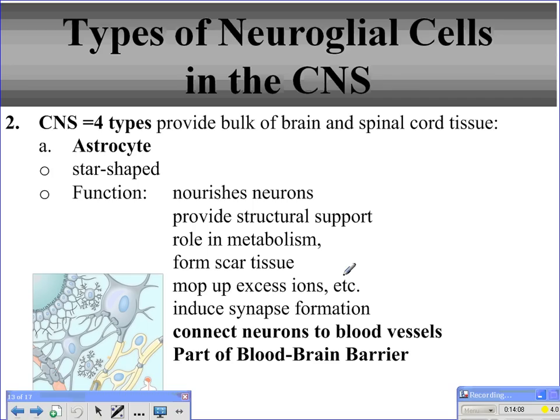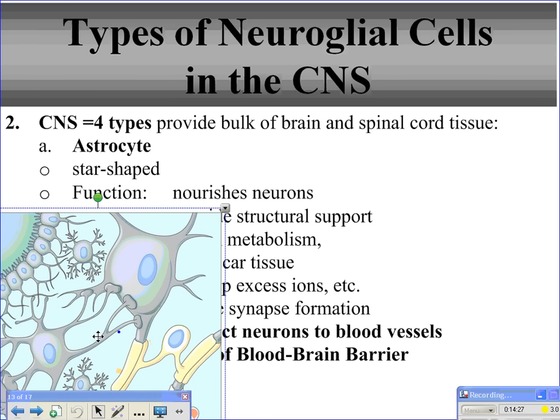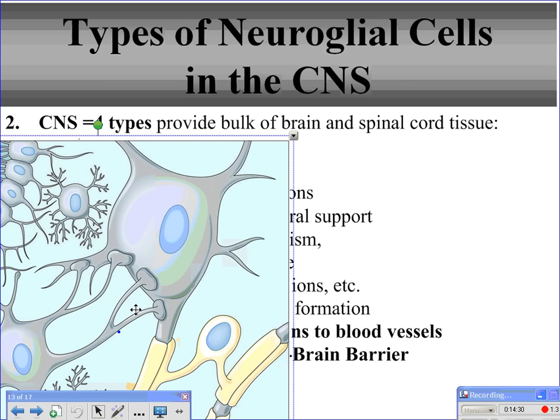In the central nervous system, there are 4 types of cells that we're going to talk about that make up the majority of the brain and spinal cord. The first of which is called an astrocyte. As you take a look at the astrocyte, astro means star-shaped. You can see that.